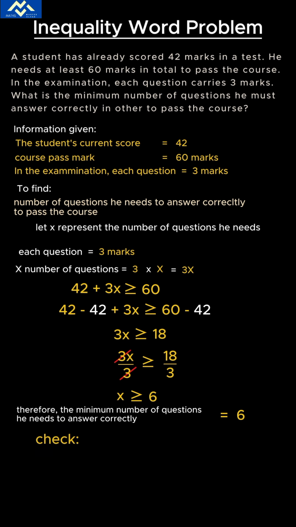But let's check our answer. If he answers 6 questions correctly, and each question carries 3 marks, 6 times 3 equals 18 marks. He already has 42 marks. So, 42 plus 18 equals 60 marks. Perfect.